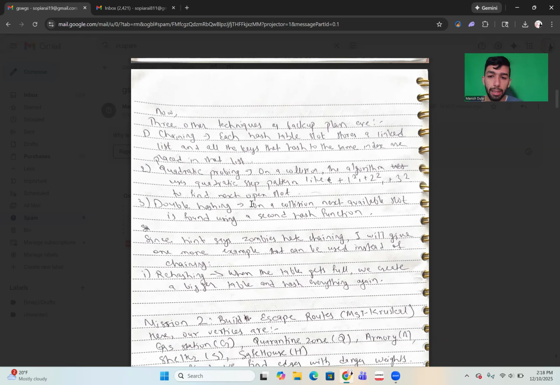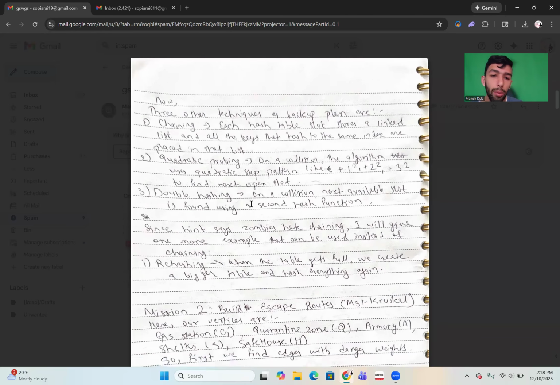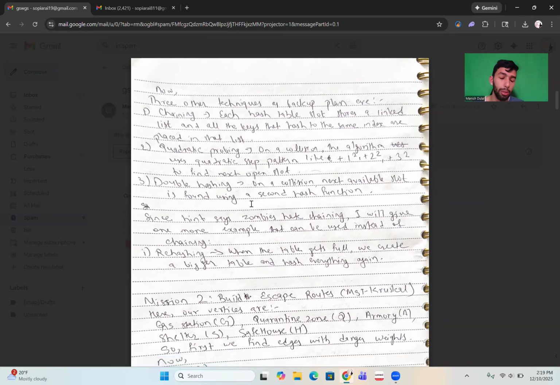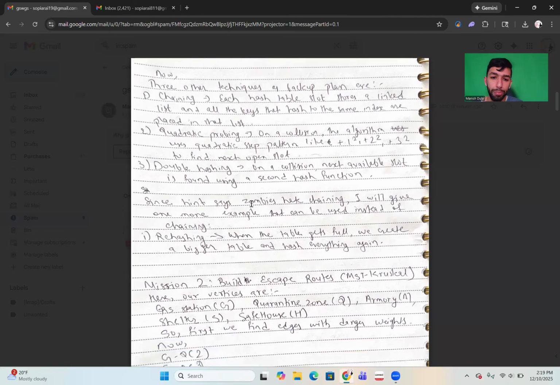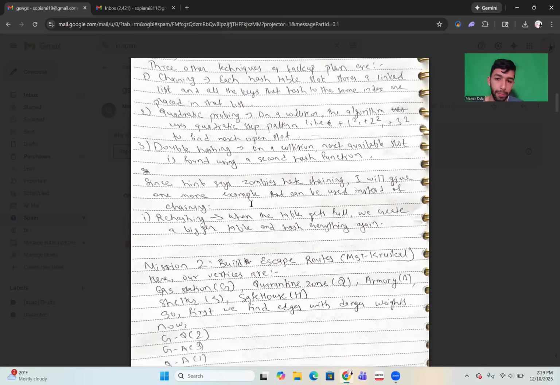Chaining is basically each hash table slot stored as a linked list, and all the keys that hash to the same index are placed in that list. So every insert key that hashes to the same index, we insert there. That's pretty simple. Quadratic probing is again very simple. On a collision, we use the quadratic expression and insert at the indexes that we get from it. And double hashing is we use a second hash function, and on a collision, the next available slot is determined by the second hash function.